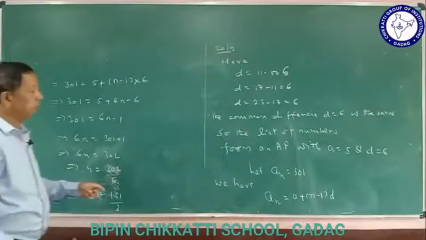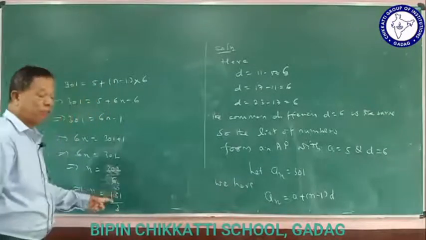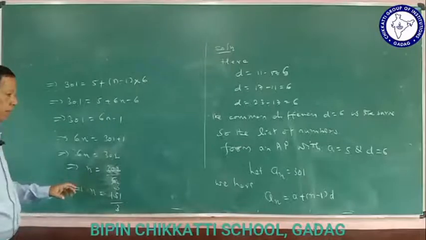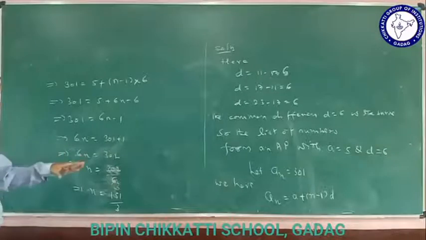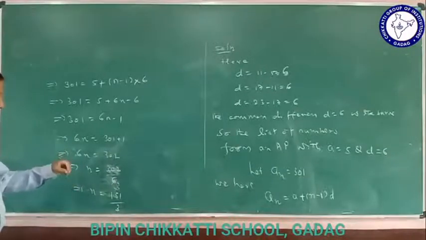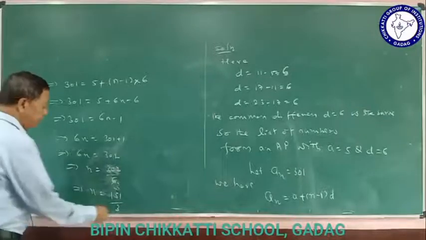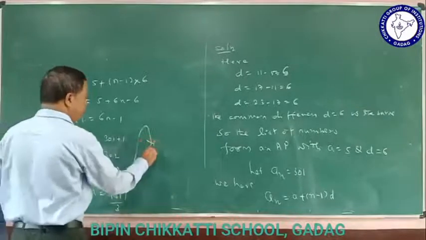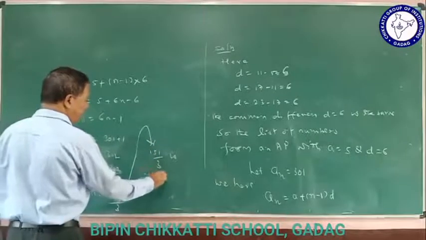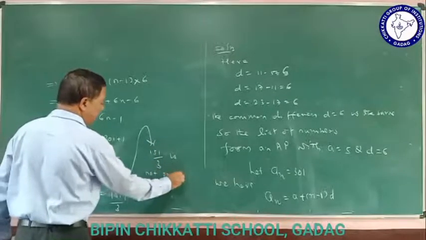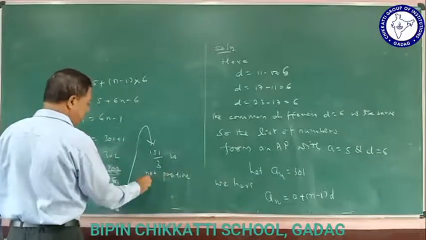151 divided by 3 should be a positive integer, because then we are telling first number, second number, third number, fourth number, and the 151st number you can say. 151 by 3 cannot be written like that. So here you see, 151 divided by 3 is not a positive integer. Maybe positive but not an integer.